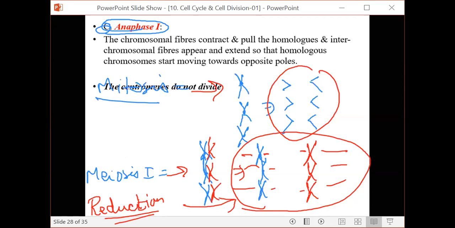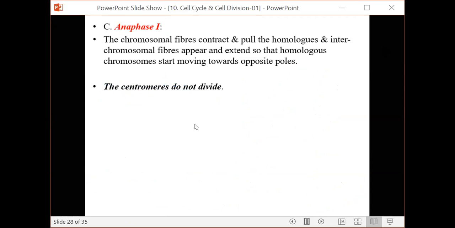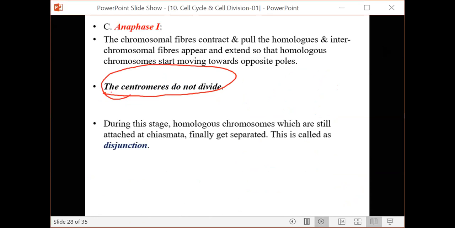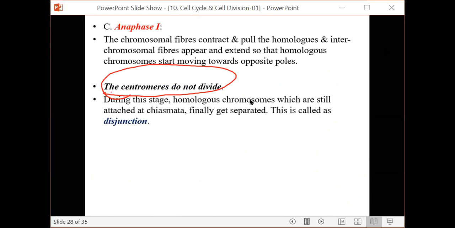Oops, I have to erase this. Okay, the centromeres do not divide. This is a very, very important point to know. They are not dividing. Then, at this stage, homologous chromosomes, which are still attached as chiasmata, finally separate. Disjunction. They are separating from each other. Basically, what is this disjunction talking about?